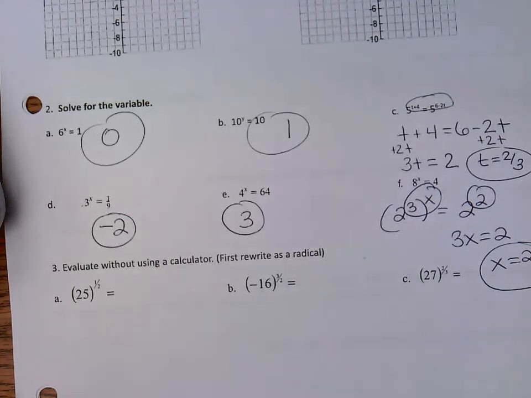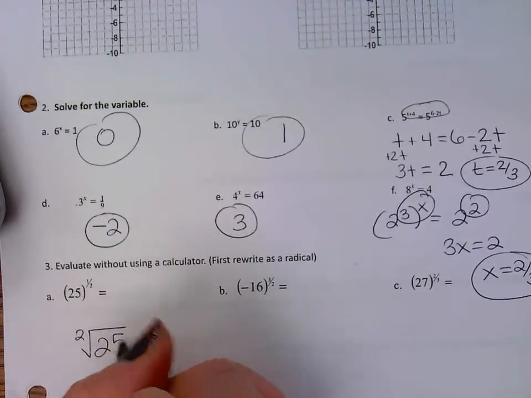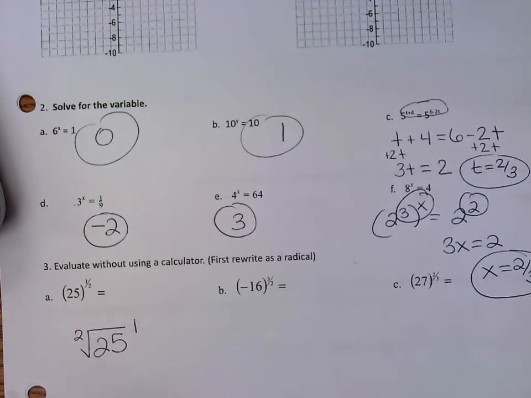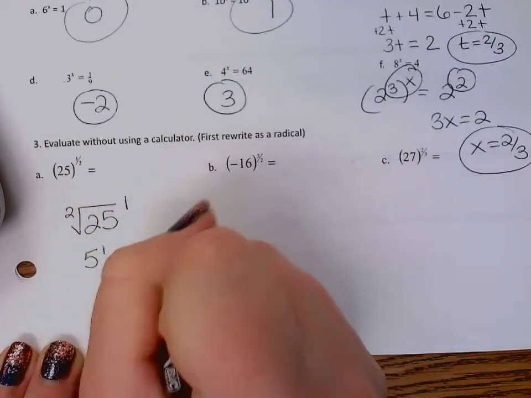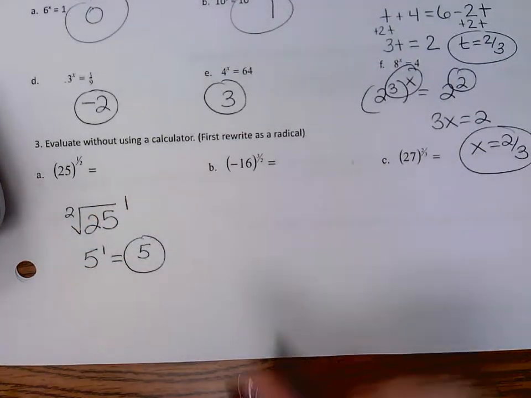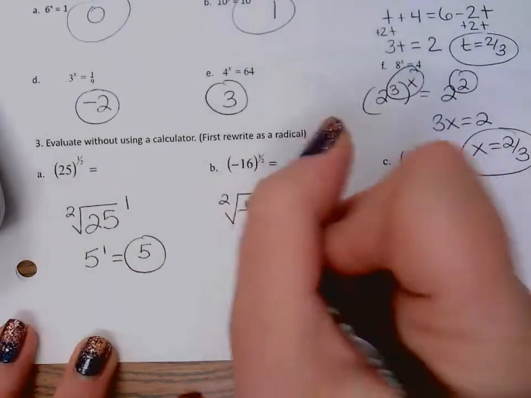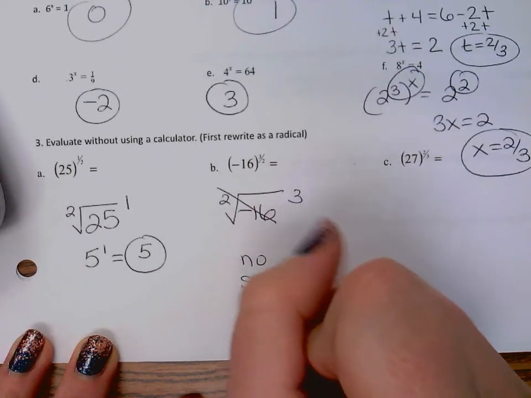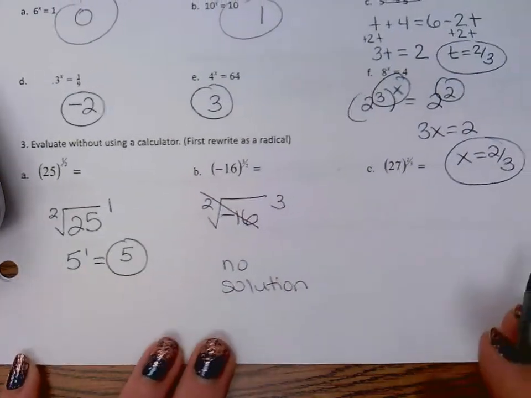The fractional exponent rule. So remember, the denominator is what goes on the outside, and the numerator is your power. And you always want to do the radical first when you're not using a calculator. So 5 to the first power would just give me 5. I can't take the square root of a negative number, so this one will just have no solution.